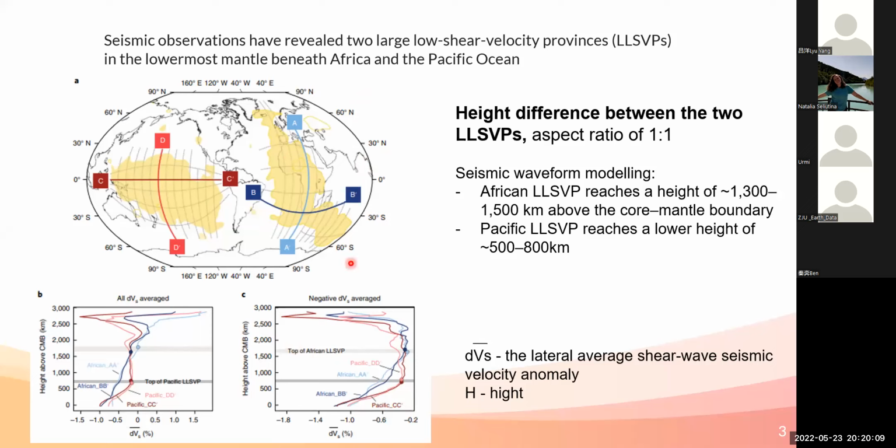So what I was talking about, the turning point, may mark the transition from depths with a large low shear velocity zone to the zone without this province. And here it is for the top of the Pacific province at this point, which are the red lines, and the top of the African province, which is the blue lines.